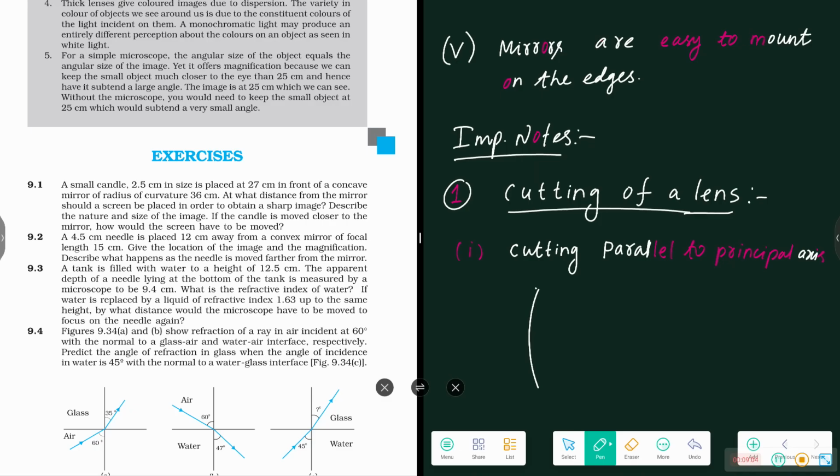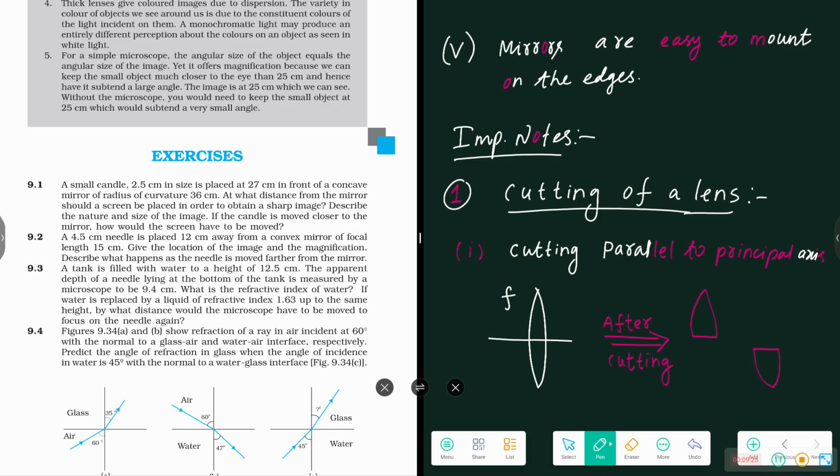So now the lens you see here, you are cutting it like this. After cutting, what happened, you say? The lens became like this. Yes or no? Clear? If you cut the lens, the lens will become like this.